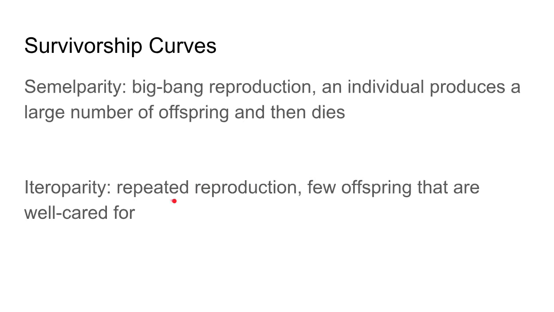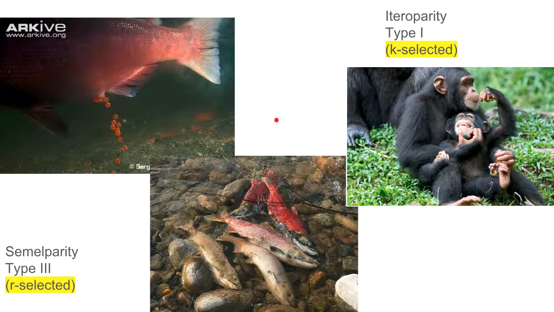Iteroparity means that there's repeated reproduction. They're going to have just a few offspring. They're going to take care of them as they move on. They're going to have some more babies and they're going to take care of them and move on. And this is repeated reproduction. Examples like chimps, taking good care of them. They're what we would consider a K-selected species, which we're going to get to in just a second.